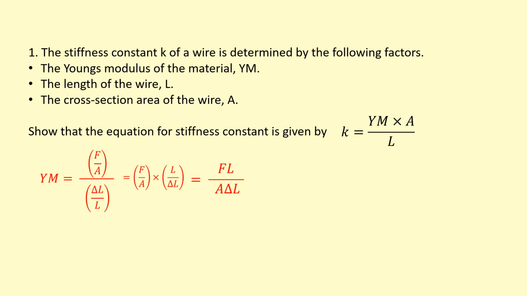Now I need to bring in the stiffness constant. And if you look at this equation very carefully, it's actually here: force divided by extension. Because using Hooke's law, we know that force is equal to stiffness constant times extension. So that means that the stiffness constant is force over delta L. So instead of force over delta L, I'm going to write K. Then I just need to rearrange and I'll get the equation that's asked by the question.